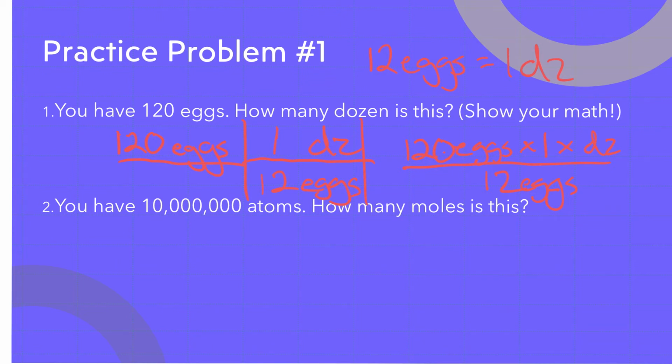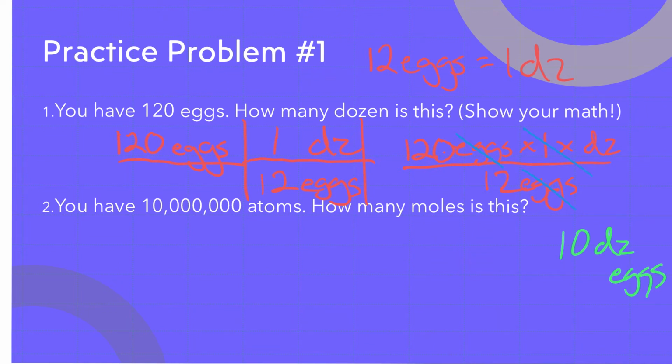So if you do this, eggs divided by eggs cancel. 1 you can just ignore, and 120 divided by 12 equals 10. So we have 10 dozen eggs.